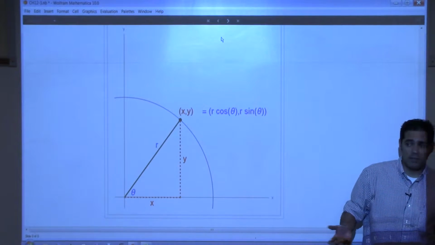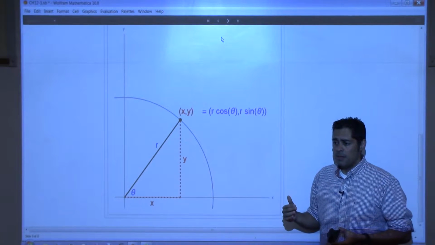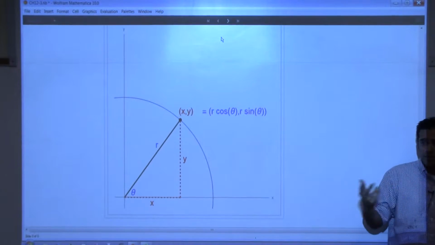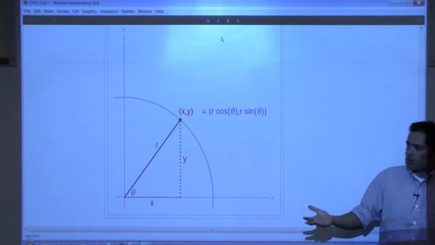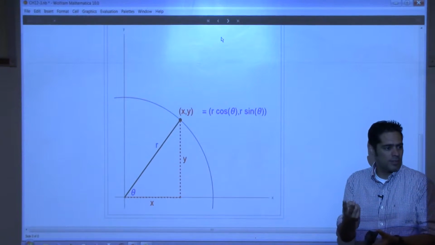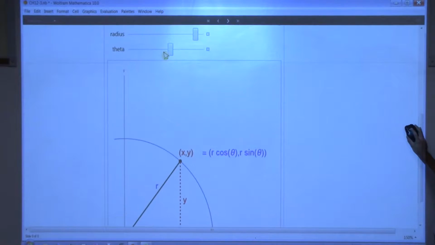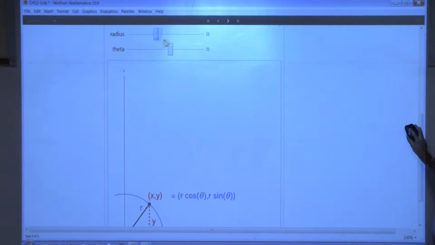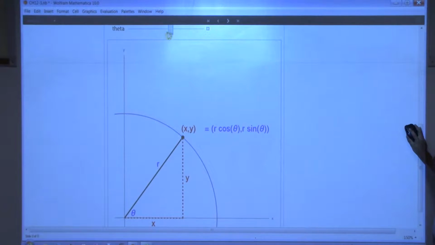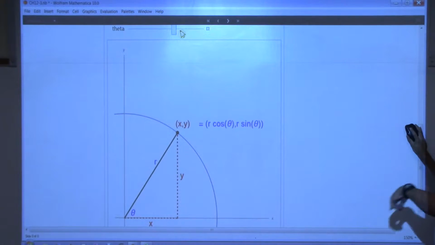Theta and r, right? You give me theta and r, I'll tell you where I'm going to be. You give me x and y, I'll tell you where I'm going to be. So both Cartesian and polar require two inputs, but those inputs have different meaning, right? Questions? Change the radius, change the angle. I can get to any point I want, right? Like that.